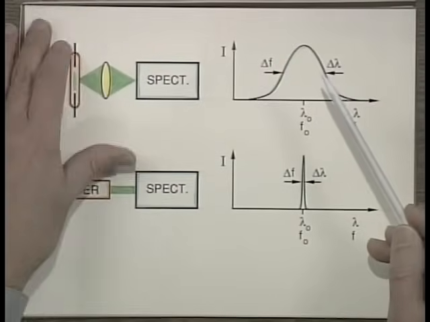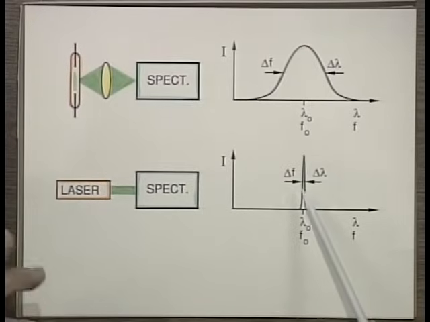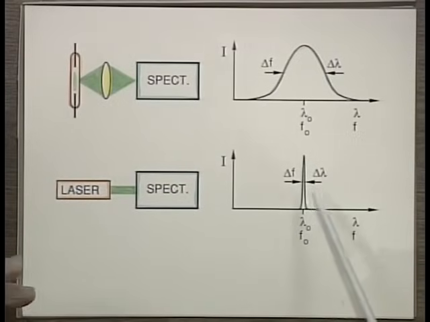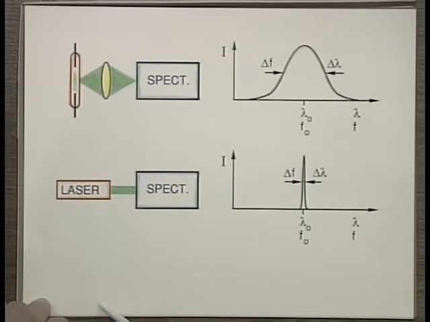Now, when we compare it with a laser, again, we'll do the same thing. We'll take the laser and feed it into a spectrometer or some other device. The width here can be very narrow, and just like I said before, can be even as narrow as microhertz. But these are only under special conditions. But even if it's megahertz or tens of megahertz, it's way narrower than you get from a lamp.